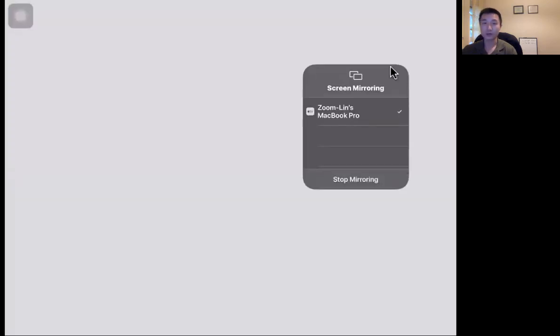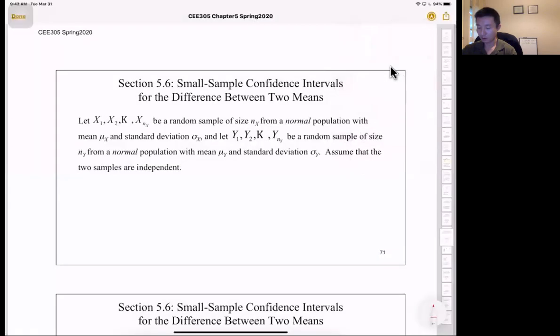First of all, let me share the screen of my iPad with you. I hope you can see the screen of lecture notes. Section 5.6 is small sample confidence intervals for the difference between two means. Chapter 5 is all about confidence intervals depending on different situations, and this section covers small samples for the difference between two means.